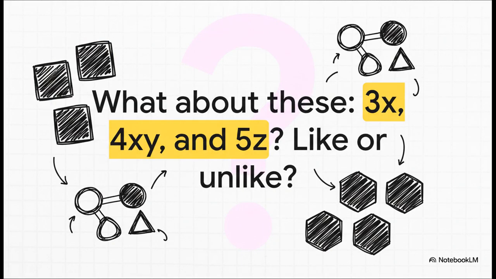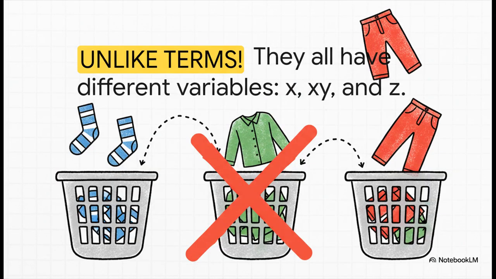Okay, let's wrap it up just a tiny bit. How about these three? 3x, 4xy, and 5z. Are those like or unlike? You got it. They are unlike terms. And the reason is, even though they all have letters, their variable parts are totally different. You've got an x, an xy, and a z. None of them match, so you can't combine them. They each get their own separate laundry basket.